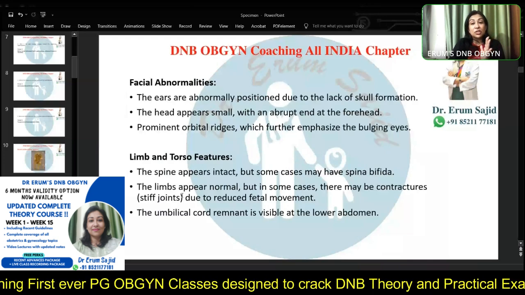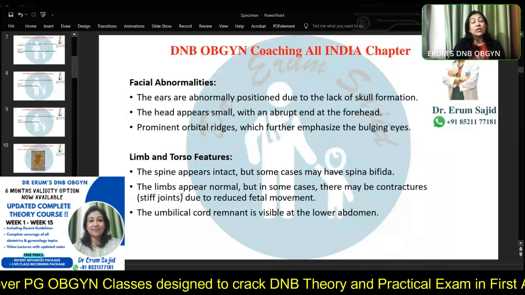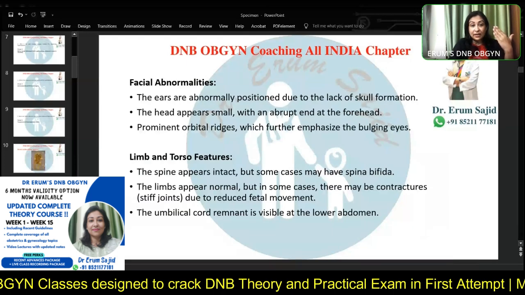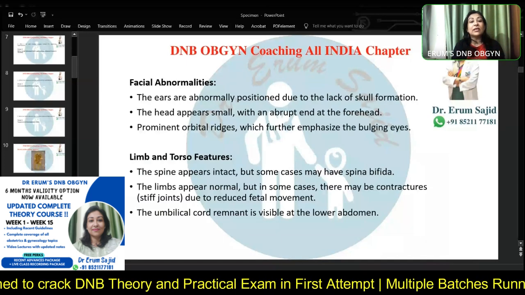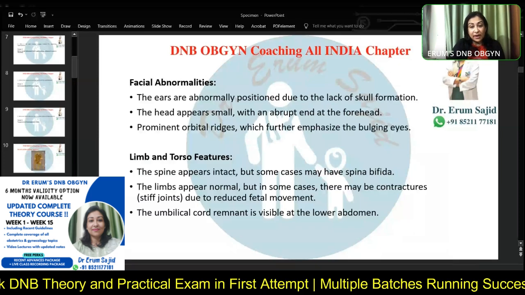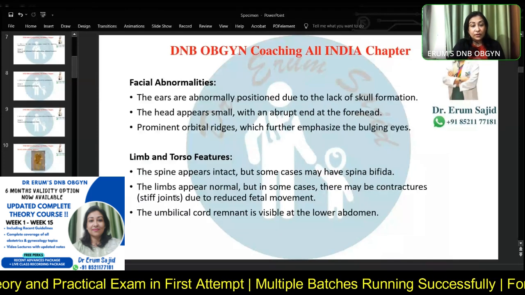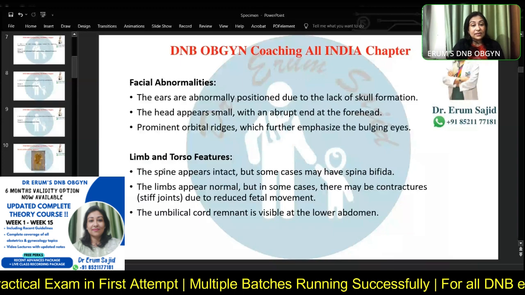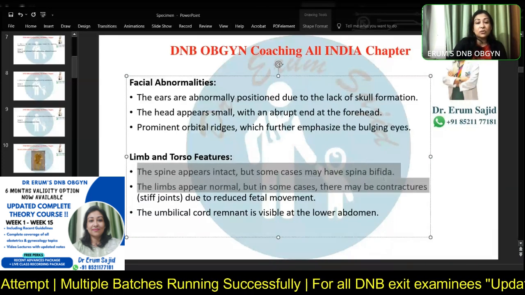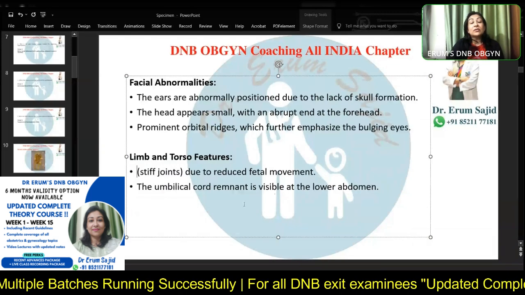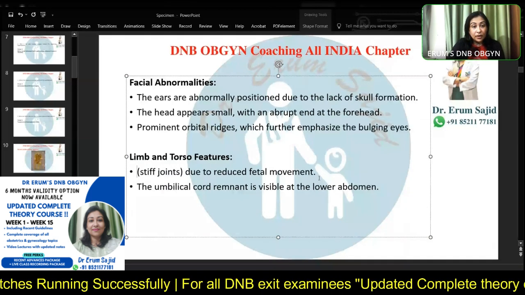Ears are abnormally positioned due to lack of skull formation. Head appears small with an abrupt end at the forehead. Prominent orbital ridges which further emphasize the bulging eyes. Spine I'll not say because you can't see over here. Limbs appear normal, but in some cases there could be joint changes due to reduced fetal movement. Umbilical cord remnant is also visible at the lower abdomen.